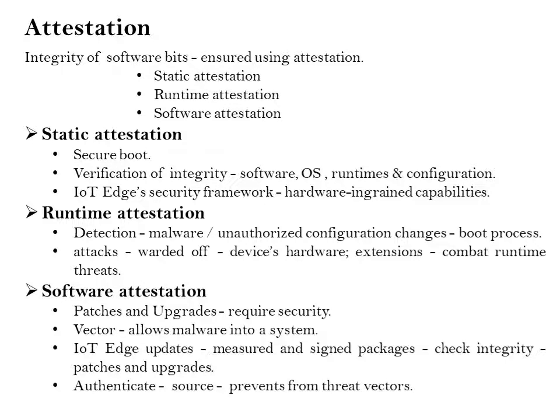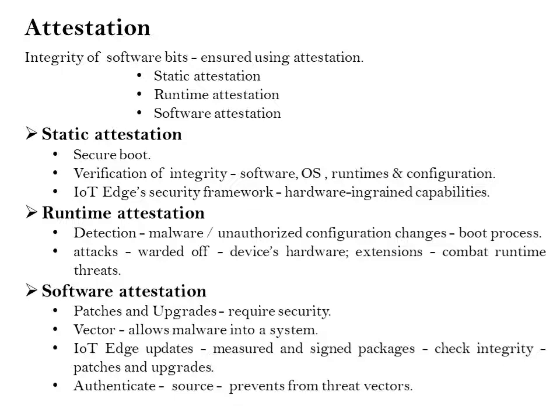For IoT Edge, attestation is divided into three main categories, namely static, runtime and software. First comes static attestation. This type of attestation is also referred to as secure boot. It involves verification of the integrity of all the software, operating systems, runtimes and configuration information when the device is powered up. IoT Edge's security framework includes hardware-ingrained capabilities to ensure static attestation.